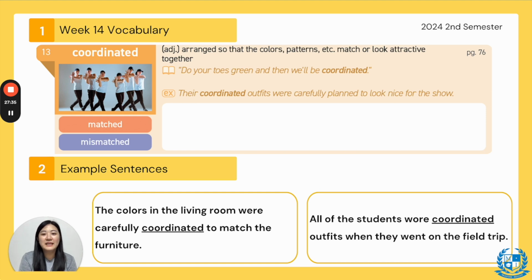Here, it says, the colors in the living room were carefully coordinated to match the furniture. And you know what? That's exactly like my house. My table is green. My curtains are green. My cabinet over there in the kitchen is green, but everything else is white. I coordinated so that it's green and white. Next one, it says, all the students wore coordinated outfits when they went on the field trip. Yes, so maybe the teacher said, okay class, we're all gonna wear red t-shirts so that they can find each other at the field trip. So they were all coordinated and wore red.